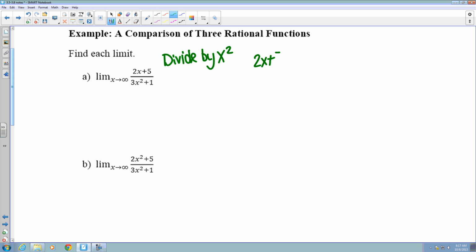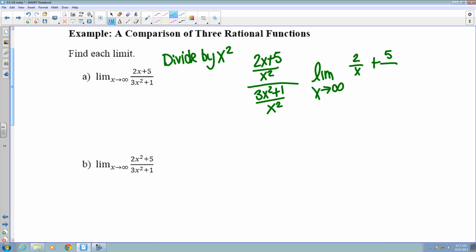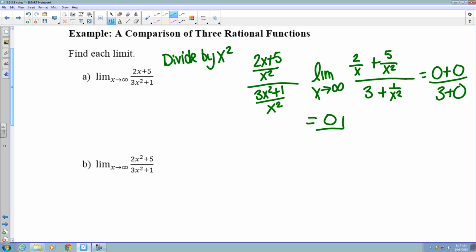Okay, 2x plus 5 over x squared, over 3x squared plus 1 over x squared. When you simplify that, we'll get the limit as x approaches infinity of 2 over x plus 5 over x squared, over 3 plus 1 over x squared. And then we can take the limit of each individual term, since it's all addition at this point. On top, 2 over x fits our last definition, that's 0, plus 0, over 3 plus 0. So that's 0 over 3. The limit for the first one is just 0.